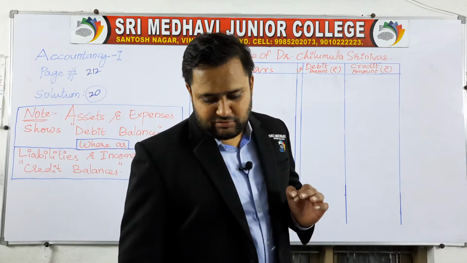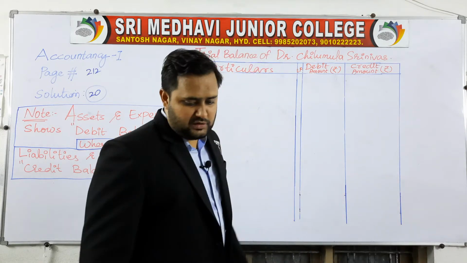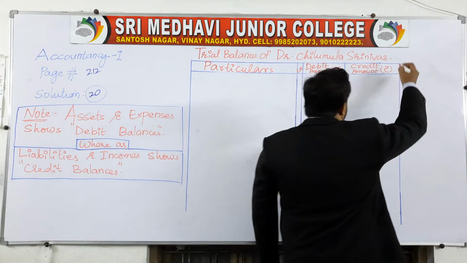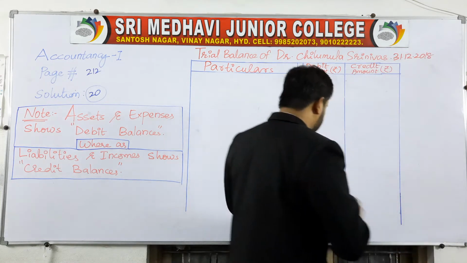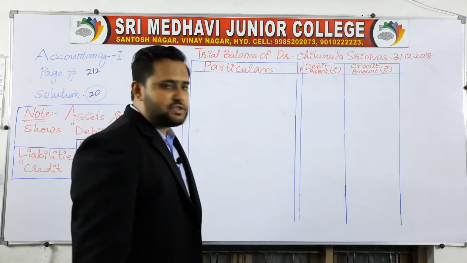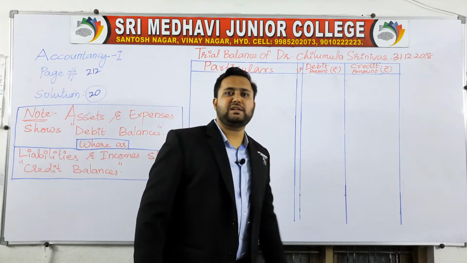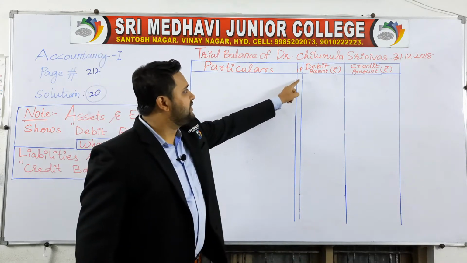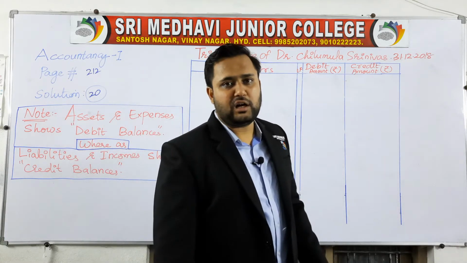Prepare trial balance of Dr. Chilumula Srinivas from the following balances as on 31st December 2018. So we are preparing the trial balance of Dr. Chilumula, particulars, LF, debit amount, credit amount. Any trial balance consists of 4 columns: particulars, LF, debit amount rupees, credit amount rupees. So there are 4 columns here. Let's see how to solve this problem.